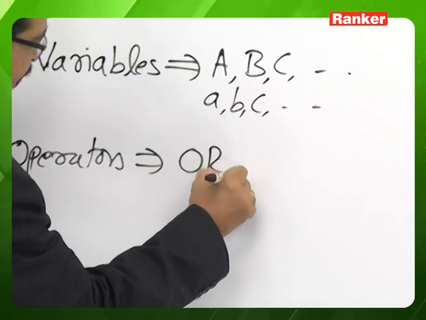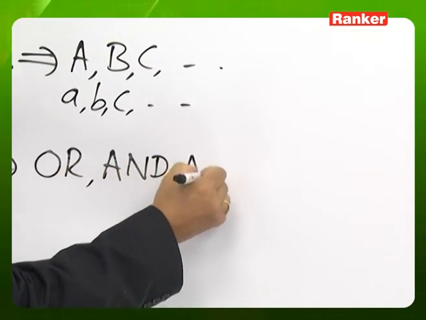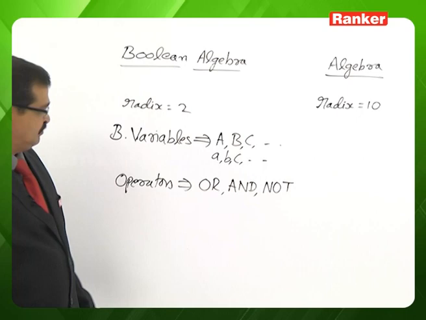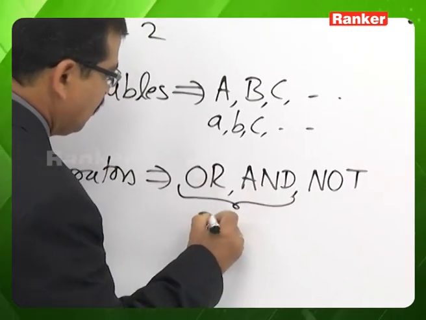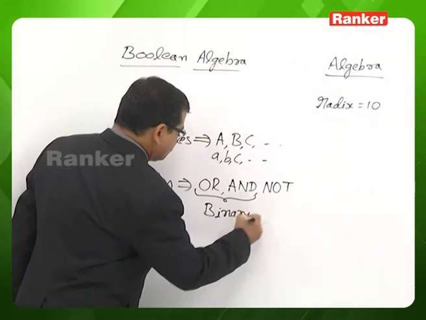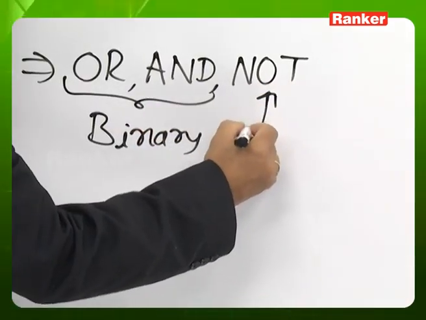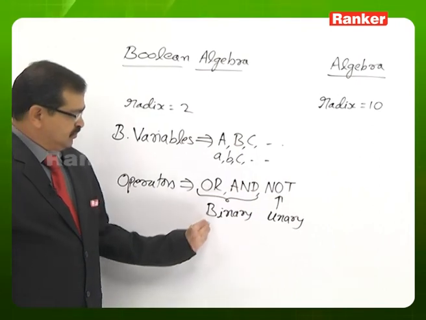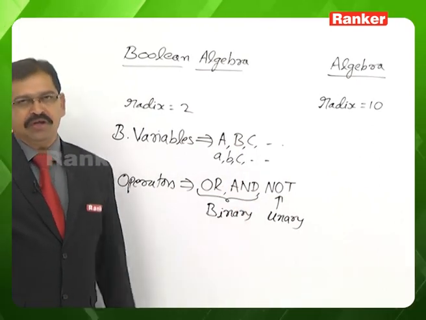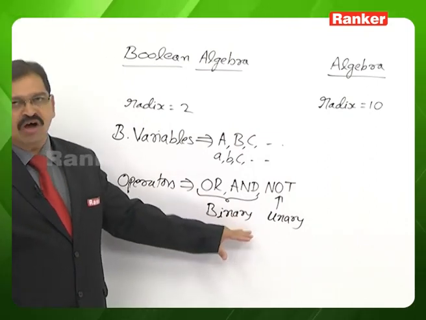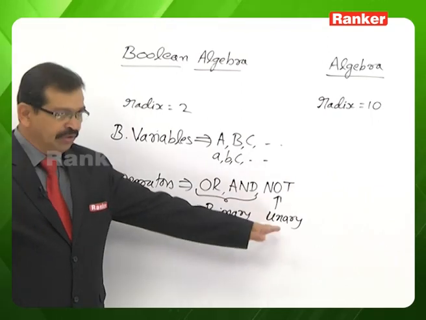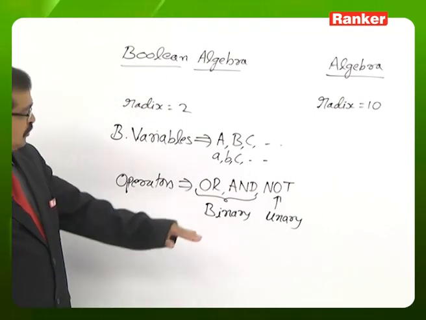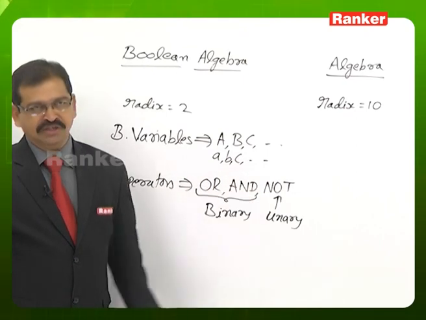OR operator, AND operator, and NOT operator. Out of these three basic operators, the first two are binary operators, whereas NOT is a unary operator. The difference between a binary operator and a unary operator is that a binary operator is always associated with a minimum of 2 operands, whereas a unary operator is associated with only 1 operand. So we need to start the subject with these operators.